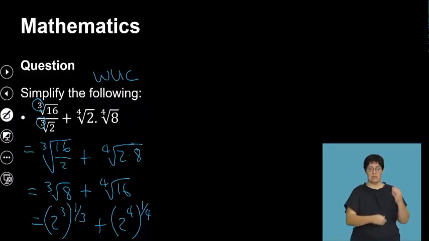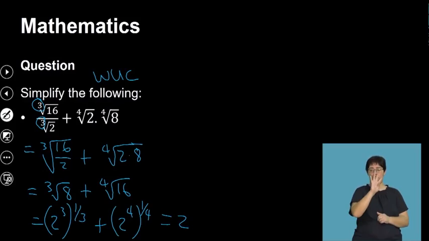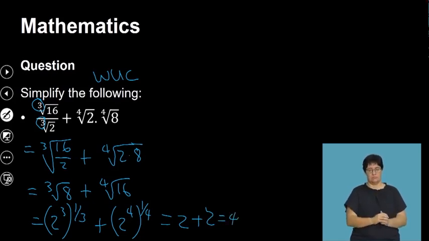Now, to simplify this, 3 multiplied by a third is 1, so I will be left with just the 2 there. And then 4 multiplied by a quarter, it will just be 1 as well, so I will be left with a 2 there, and then my final answer will be 4, right?